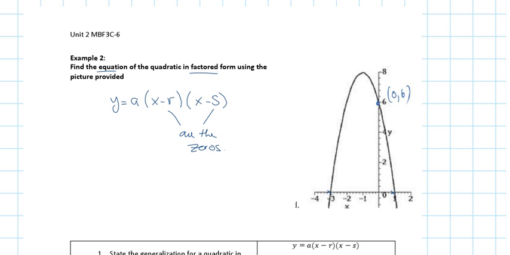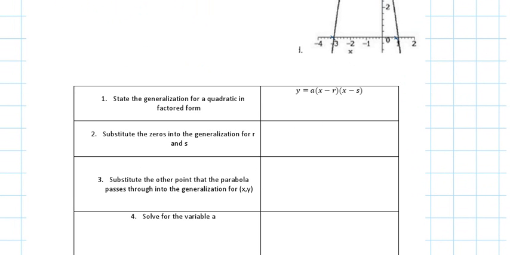-3 and 1. So what I have to do is plug in -3 and 1 for r and s. I always start with my generalized equation, and then plug the zeros in for r and s. So that would be y equals a(x minus -3). What happens when I have a minus and a negative right after it? It becomes positive, so I can write this as x plus 3.